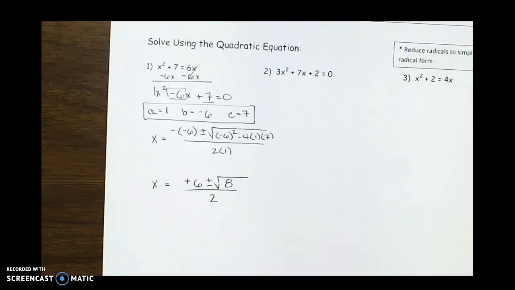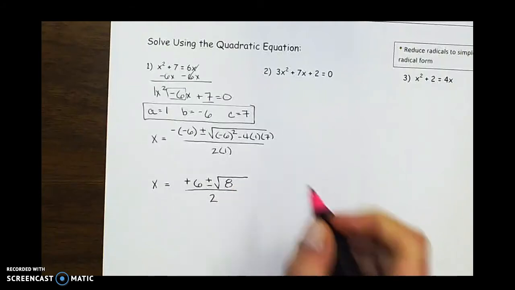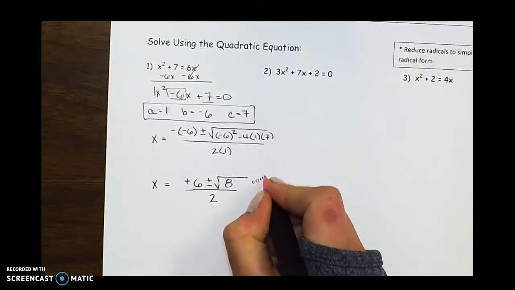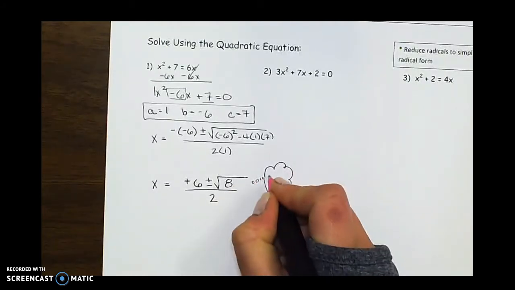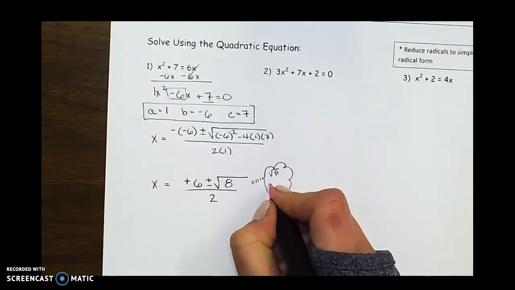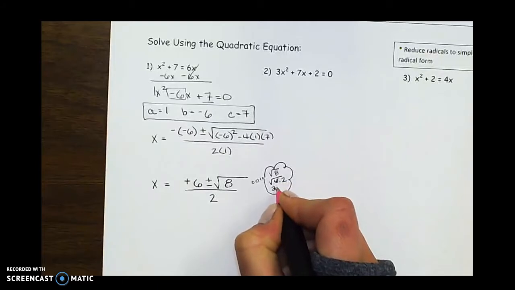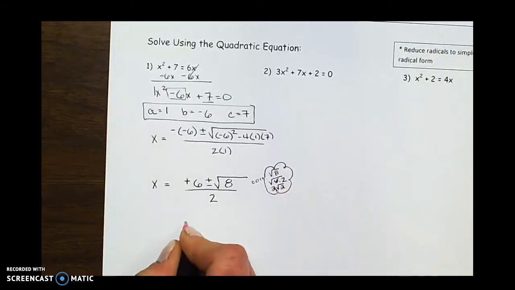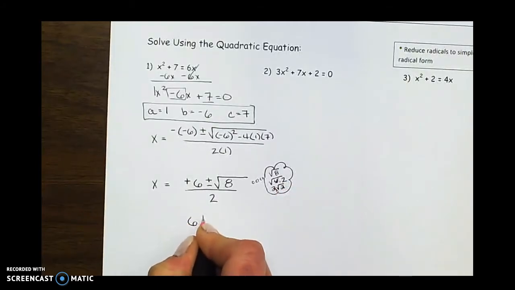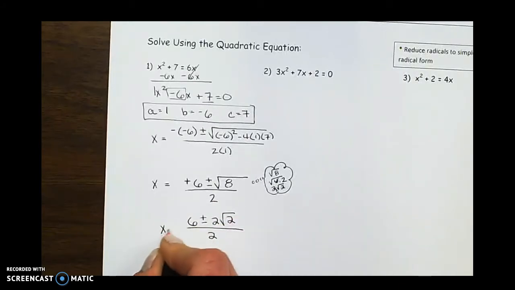All right, now we have to try to simplify this. I see this is a radical 8, and radical 8 we can simplify. So I'm going to go off to the side, here's my little think bubble, and we're going to think radical 8. This is going to break down and become 4 times 2. The square root of 4 is 2, so we get 2 radical 2. I'm going to go ahead and rewrite that: 6 plus or minus 2 radical 2, all over 2.